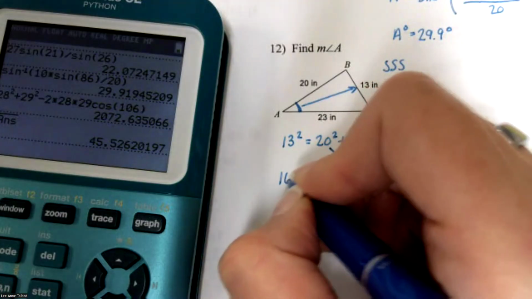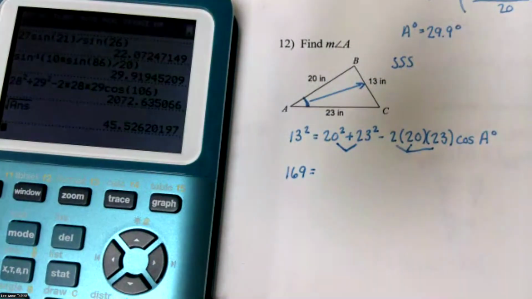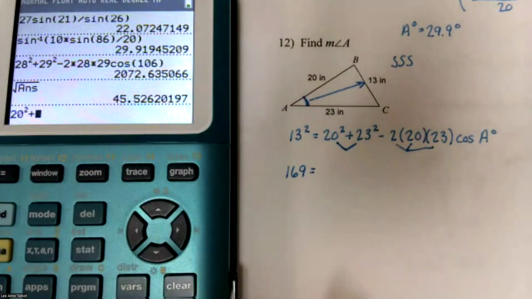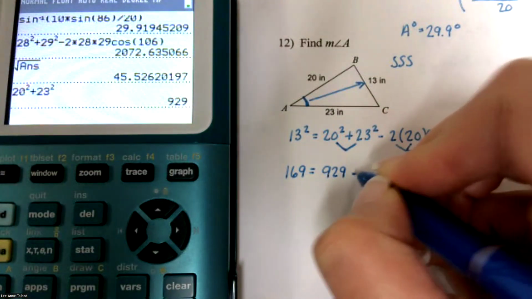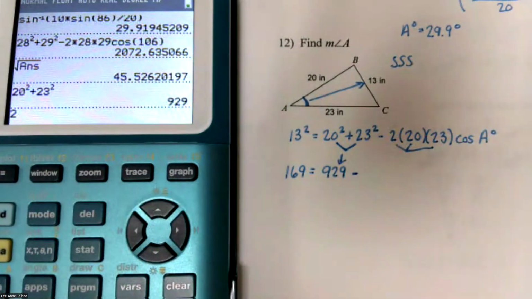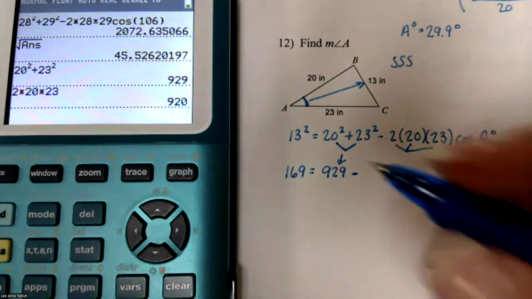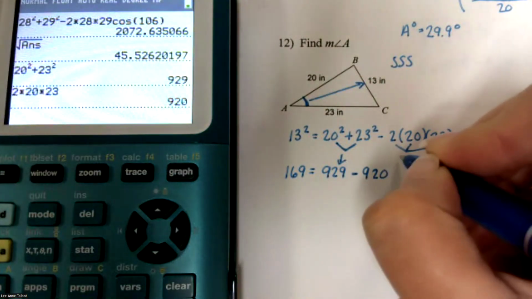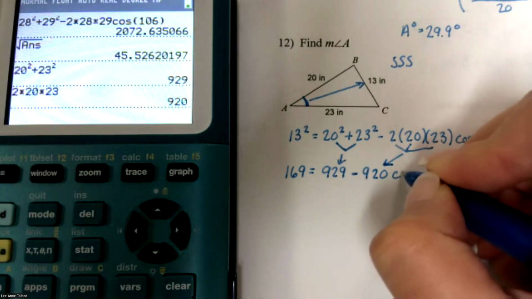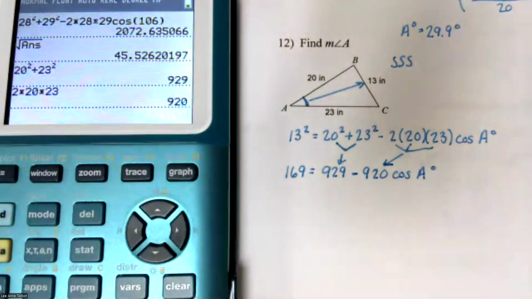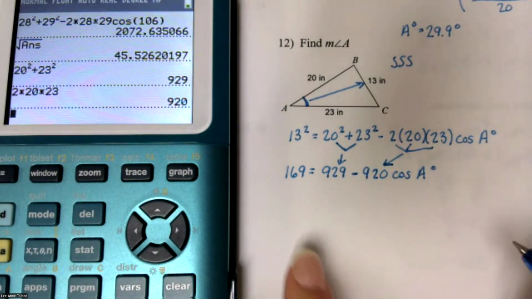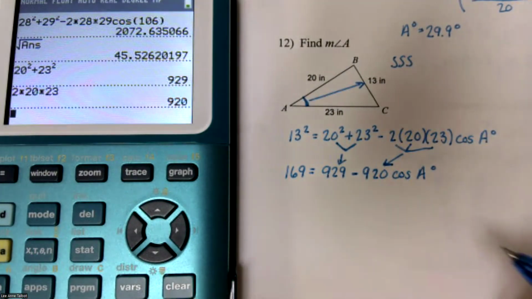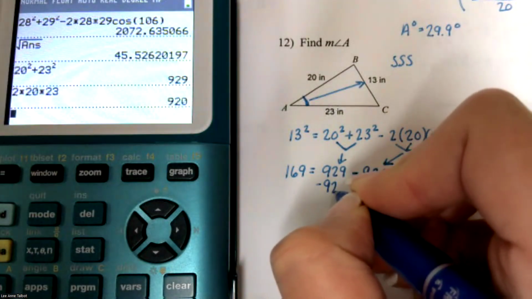So 13 squared is 169. 20 squared plus 23 squared is 929, minus 2 times 20 times 23. And it's really tempting to subtract this, but you can't. Those are not like terms. So what I like to do is rescue the 929 out of there before I do something dumb. So get that right out of there.